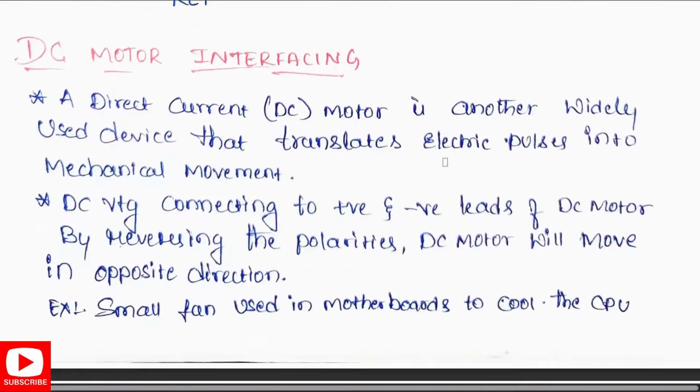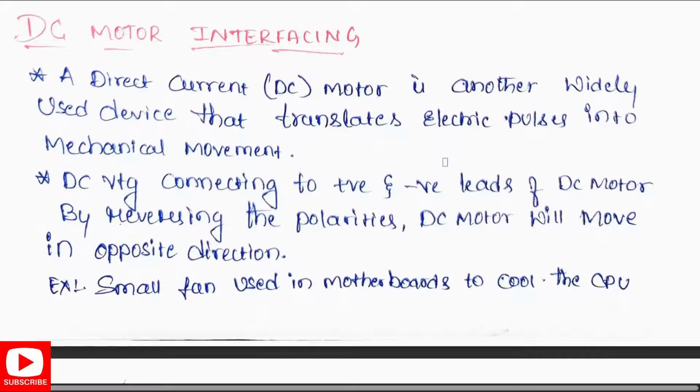Next comes DC motor interfacing. DC means direct current motor. It is another widely used device that translates electrical pulses into mechanical movement. A DC voltage is connected to the positive and negative leads of a DC motor. By reversing the polarities, the DC motor will move in the opposite direction. An example is a small fan used on motherboards to cool the CPU.